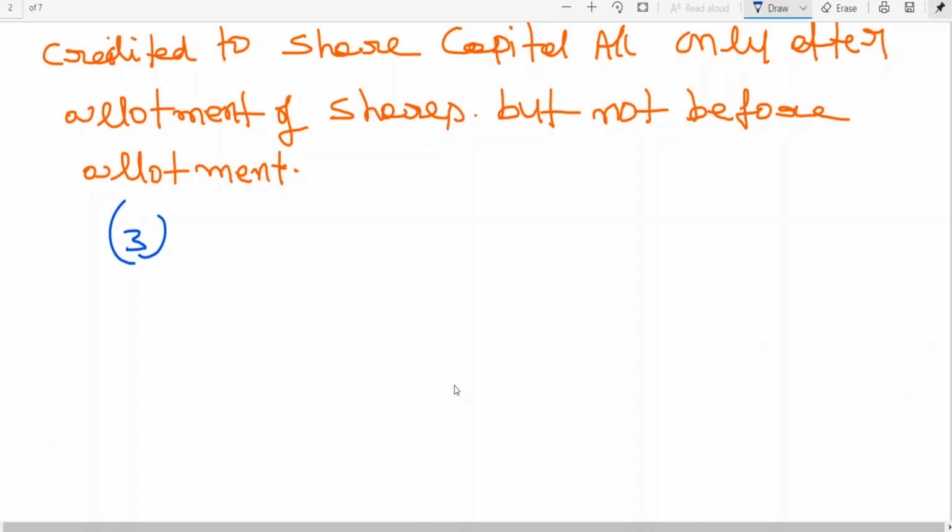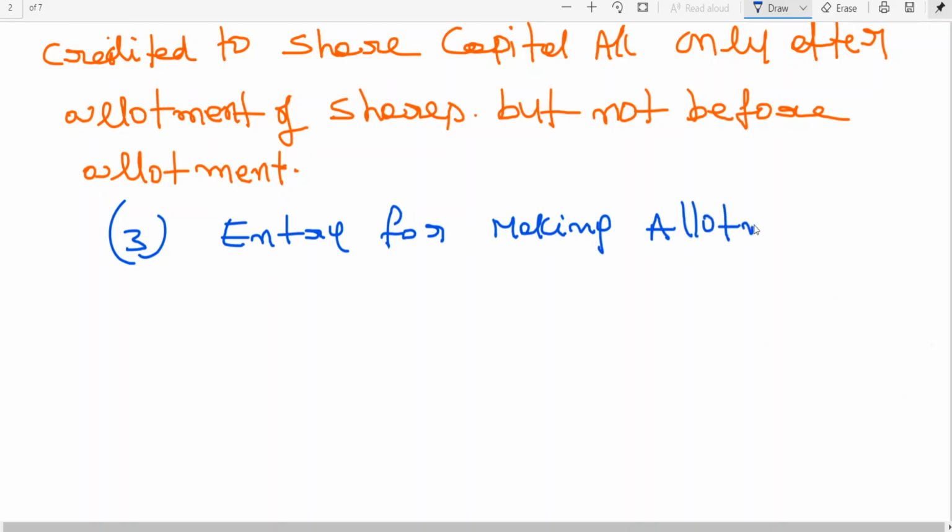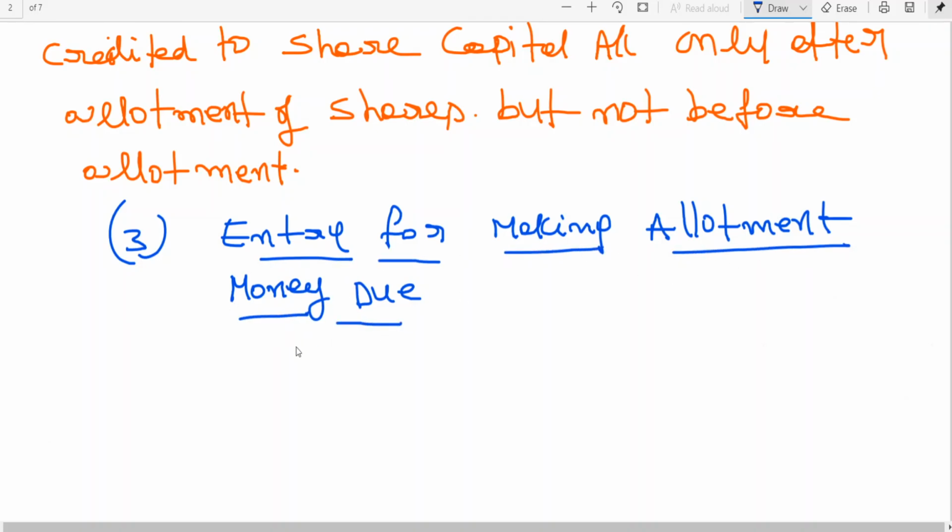So you start writing the entry for due from allotment onwards. Entry for making allotment money due.